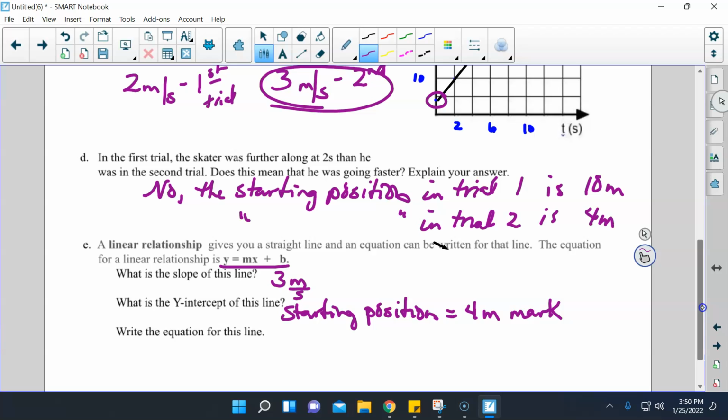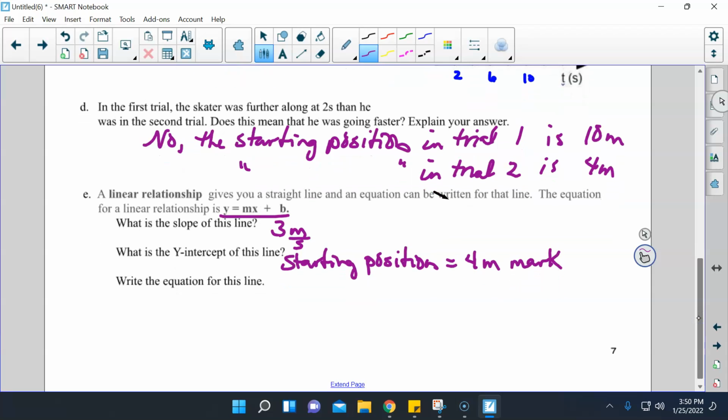So if we want to write the equation for this, our basic equation is y equals mx plus b. b is the y-intercept right here. That's what b is. So we know what that is. It's 4 meters. Plus m is the slope, and we calculated that earlier. That's what m is, the slope. So that's 3 meters per second.